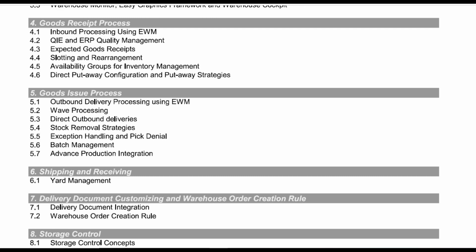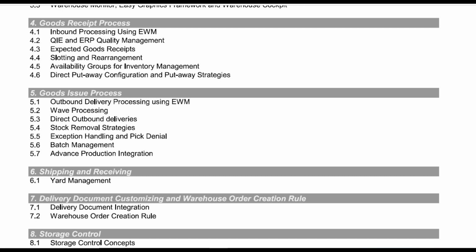Followed by the inbound process, we will go through the outbound process as well. Similarly, on the outbound process, we are going to see how outbound deliveries are created, how we carry out wave management, we understand outbound strategies, and outbound deliveries, how they can be directly created in EWM.